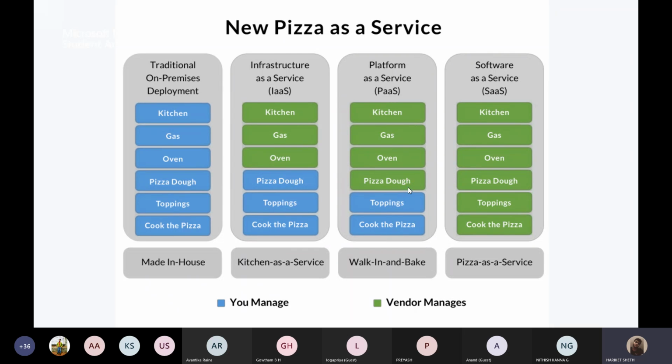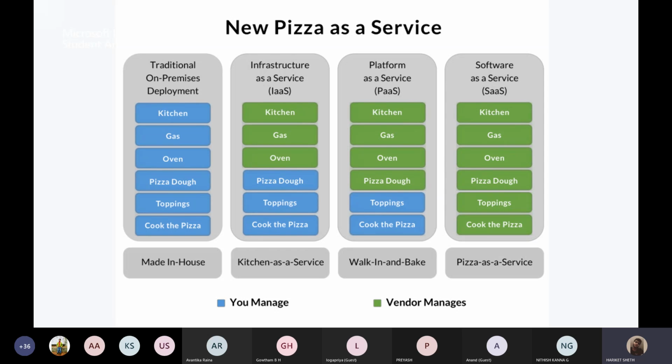SaaS is completely like going to a restaurant and ordering the pizza. You just make an order, you go sit at your particular table, and you just wait for your pizza and you have it. So that is like a ready-made model, you can say. You don't have to do anything.